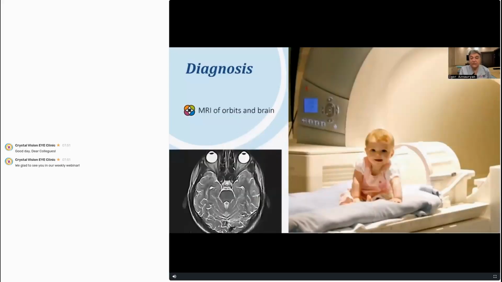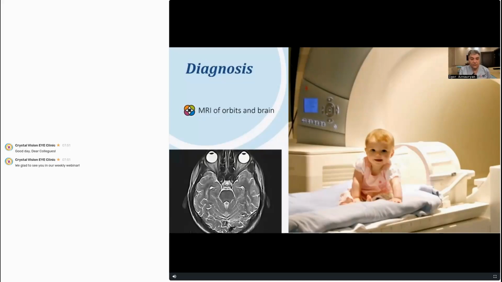MRI is a very important research method. In children with congenital pathology, we believe it must be performed in any case. And of course, it is performed under sedation, so a corresponding anesthesiology service is needed, and it must be conducted in the presence of appropriate resuscitation services.